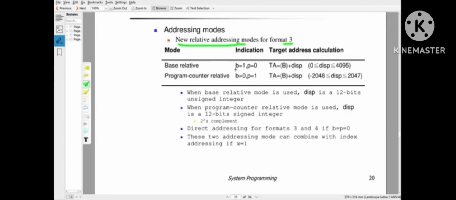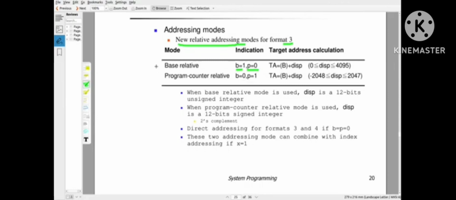So there are 2 flag bits, B and P. B indicates base relative addressing mode, P indicates program counter relative addressing. If B is equal to 1 and P is equal to 0, then we can say that the format 3 instruction is in base relative addressing mode. If P is equal to 1 and B is equal to 0, then we can tell that the format 3 instruction is in program counter relative addressing mode.